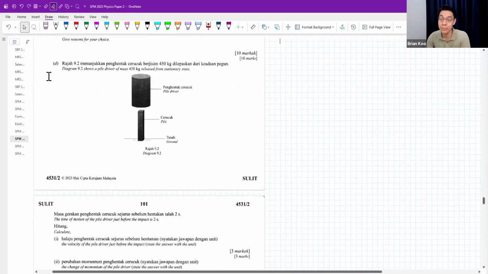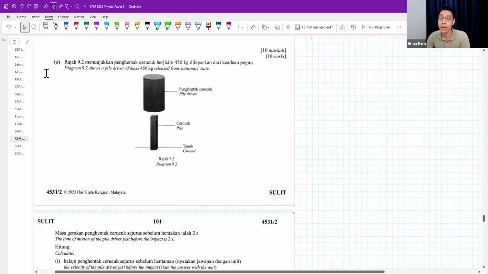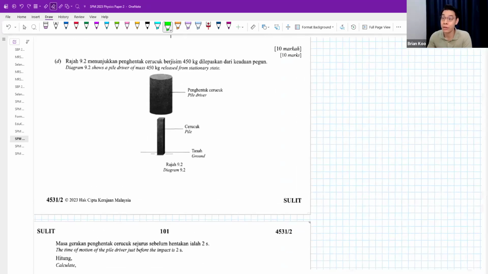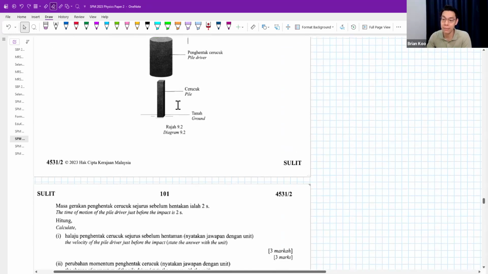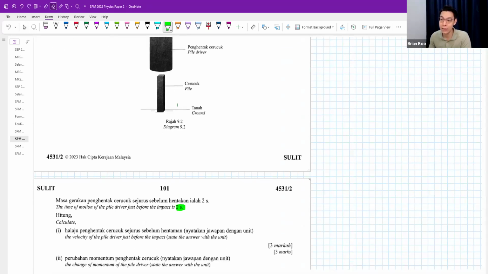Okay, part D. Diagram shows a power driver, 450 kg, released from a stationary state. The time of motion of power driver just before the impact is 2 seconds. Calculate the velocity of the power driver just before the impact. Answer with a unit.